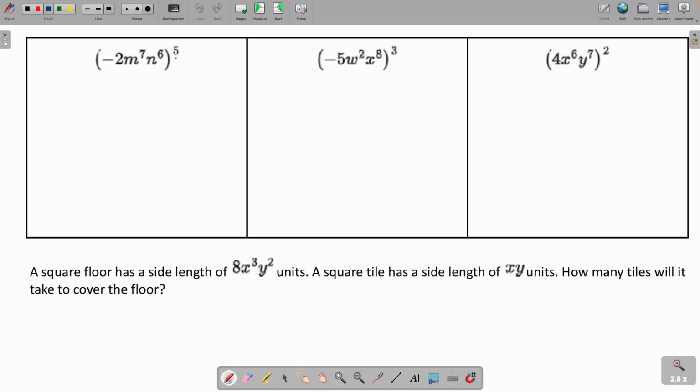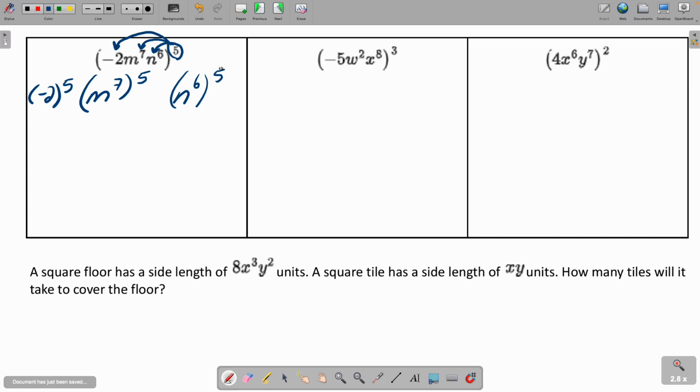Now we have 3. So we want to take this 5 and apply it to the negative 2, the m to the 7th, and the n to the 6th. So we'll have negative 2 to the 5th. We'll have m to the 7th being raised to the 5th. And then we'll have our n to the 6th being raised to the 5th. Negative 2 times negative 2 is 4, times negative 2 is negative 8, times negative 2 is 16, times negative 2 is negative 32.